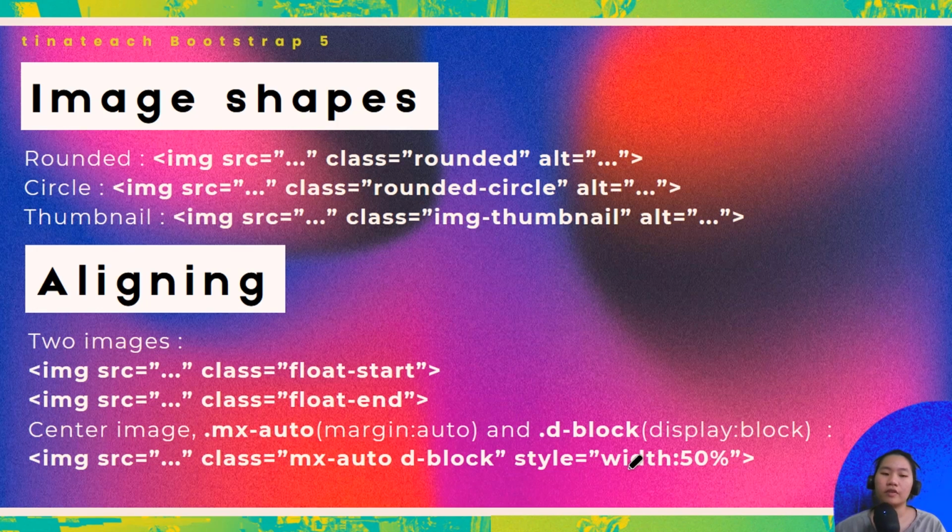Okay, first off, image shapes. Very simply, rounded, circle, and thumbnail. If you want an image to be round, you simply assign it the class rounded. Similarly with rounded circle and image thumbnail.